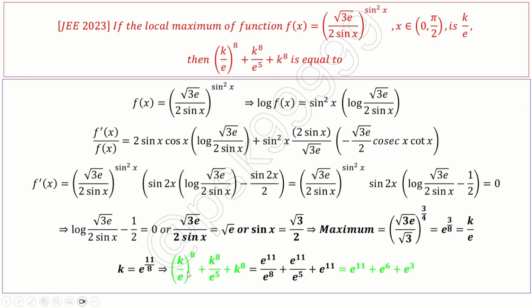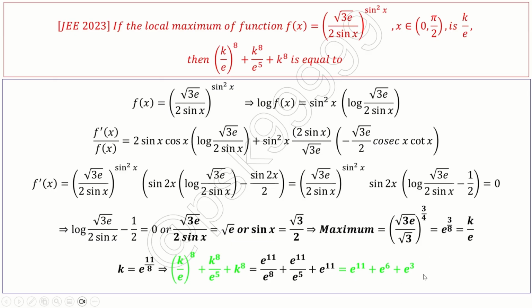Once I know this one, the given expression (k by e) whole to the power of 8 plus k to the power of 8 by e to the power of 5 plus k to the power of 8 is nothing but e to the power of 11 by e to the power of 8 plus e to the power of 11 by e to the power of 5 plus e to the power of 11, that is e to the power of 3 plus e to the power of 6 plus e to the power of 11.